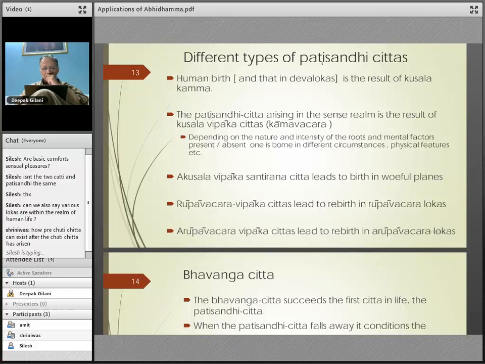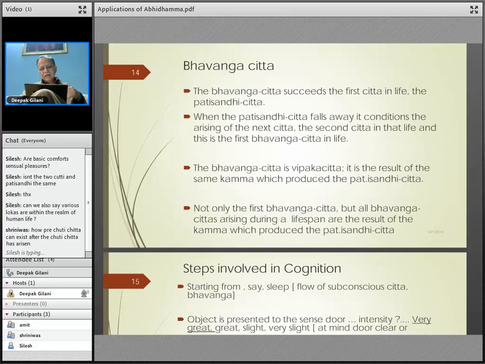Then some description of Bhavanga chitta is given. The Bhavanga Chitta in the 14th succeeds the first Chitta in the life, the Patisandhi Chitta. Patisandhi Chitta is arising primarily because of the penultimate Chitta of the previous life. Then the Patisandhi Chitta will be succeeded by the next Chitta, the Bhavanga Chitta, and that will continue throughout the life as the subconscious mind, in modern language.